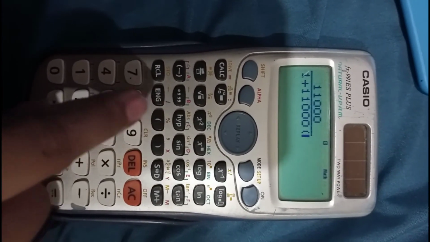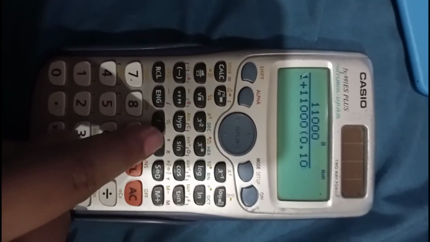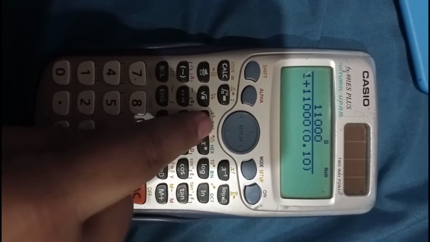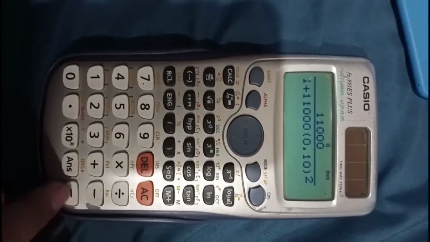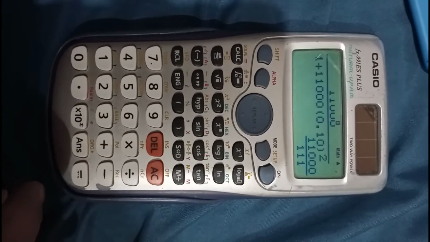Press the open parenthesis. And then 0.10. And then press the parenthesis. And then you press this exponent with 2, x squared. And then after that, press equal sign.